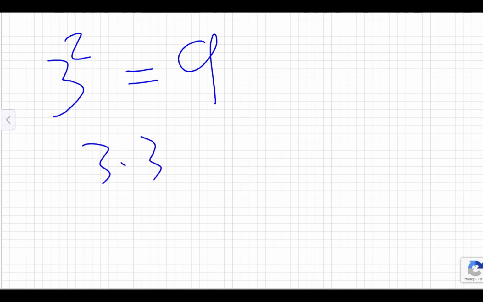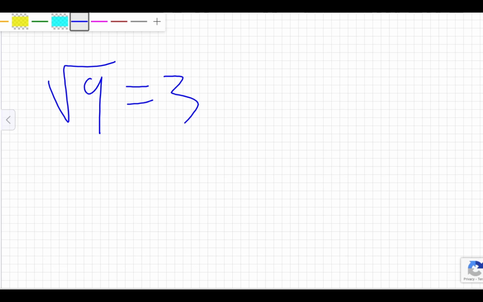So for example, we have side A, which is just 3 squared. What does 3 squared equal? 3 squared is 9, because 3 times 3 equals 9. That would be one side of the relationship.